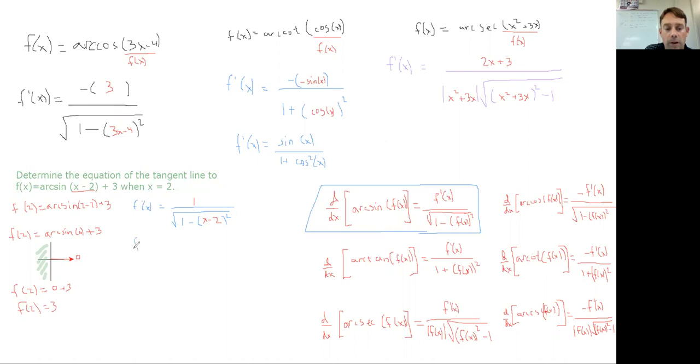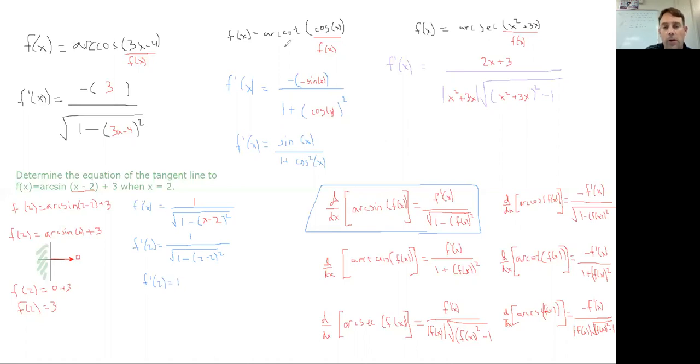So there's my value. So f prime of 2 equals 1 over the square root of 1 minus 2 squared. So f prime of 2 is 1.